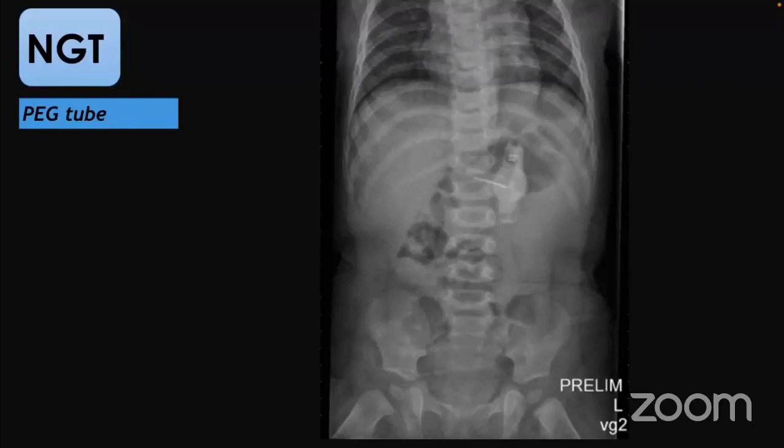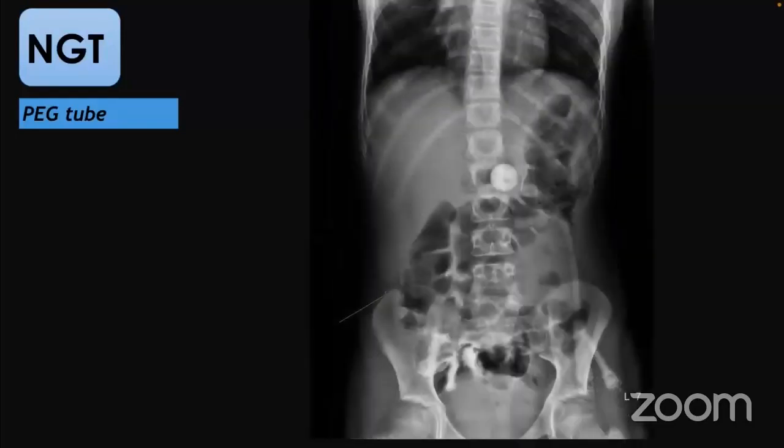This is a big tube. This is another big tube. And the arrow is pointing to free intra-abdominal gas. Big tube, this is the percutaneous endogastric tube. And the arrow is pointing to free air seen in the intra-abdominal cavity.